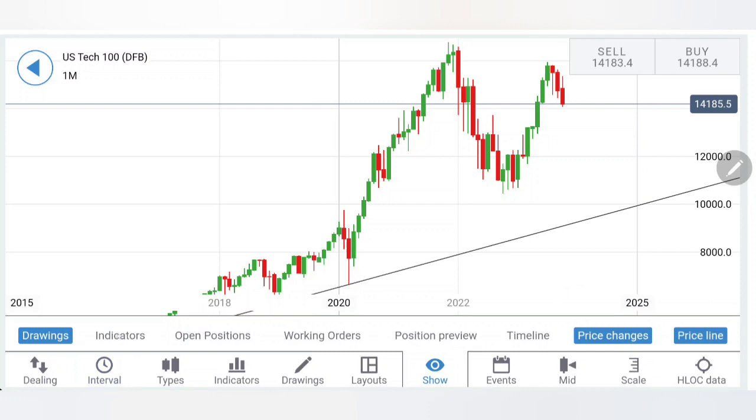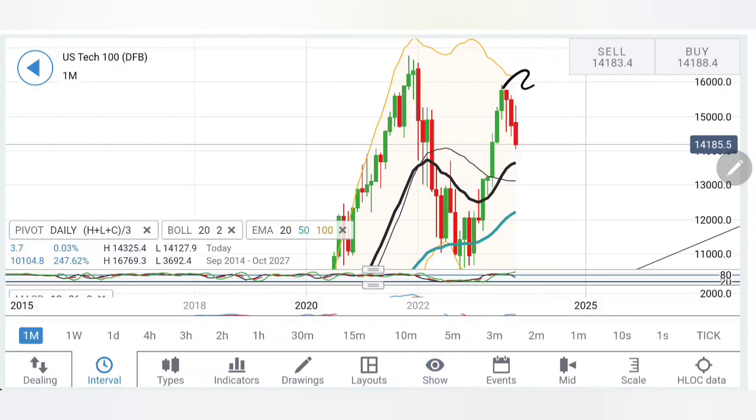Now let's have a look with the help of indicators. See, on the monthly charts, prices are too divergent from the moving average. What we have seen here, prices were divergent.